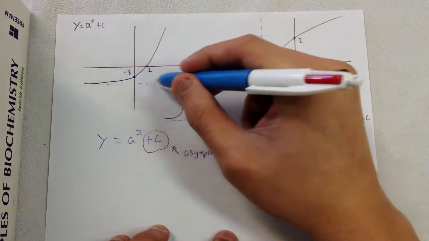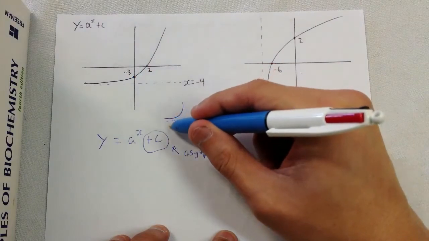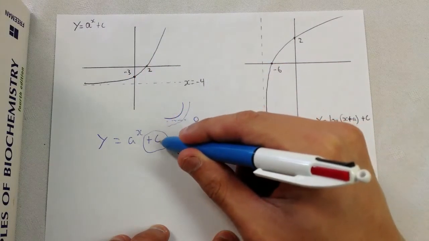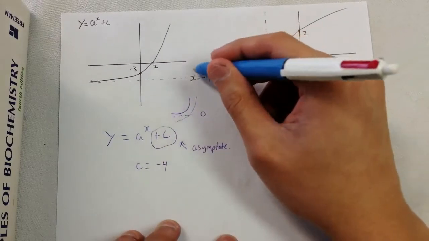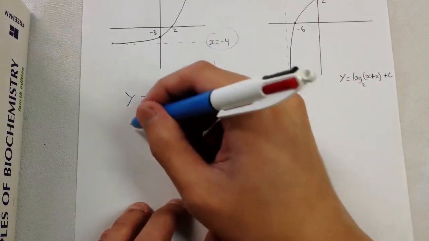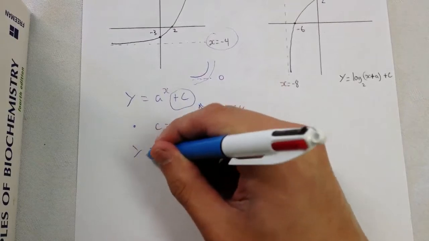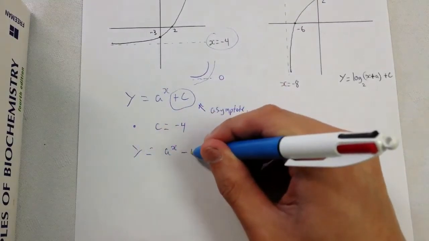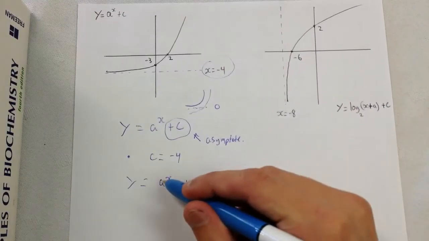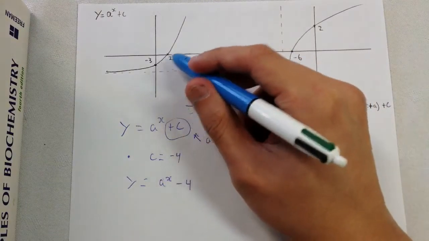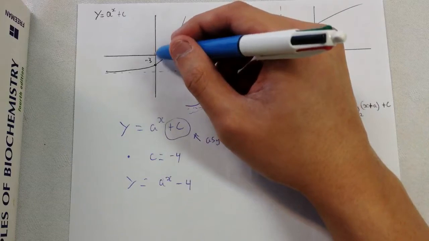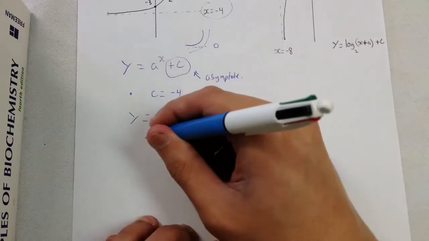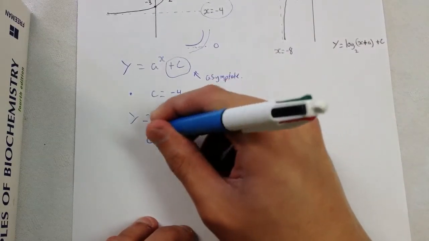So here we know our asymptote is -4. So this graph must have been shifted down 4 by c. So c must be -4 from this asymptote. Okay, so that's point 1. So now we know y equals a to the x minus 4. Now, how do we figure out a? Well, we just need to sub in another point. Let's try -3. So that would be x is 0, y is -3. Let's try subbing in 0, -3.